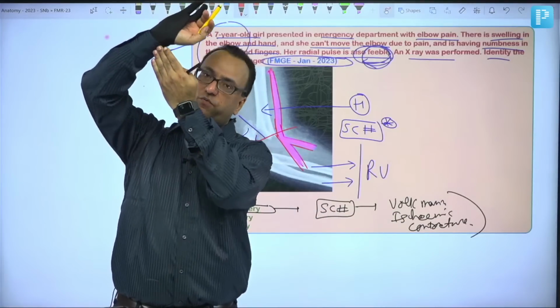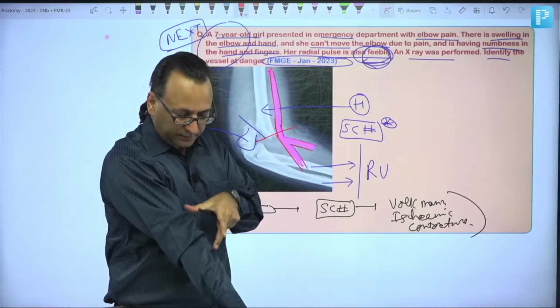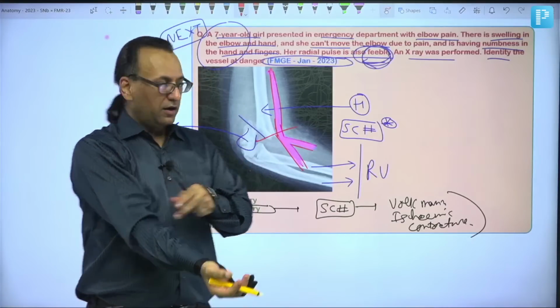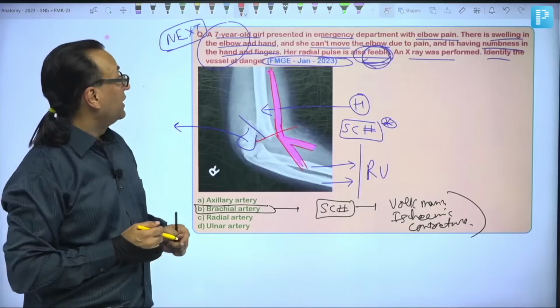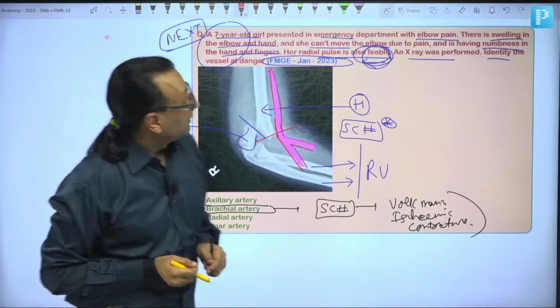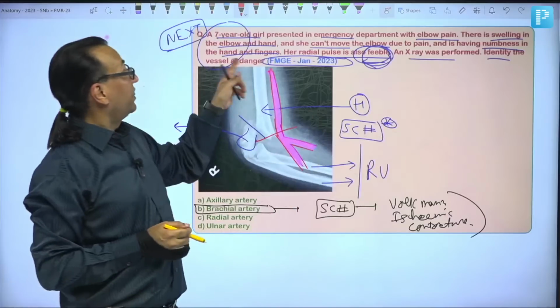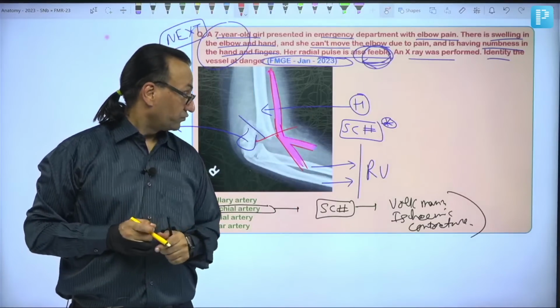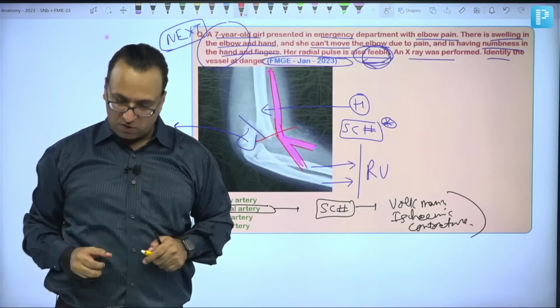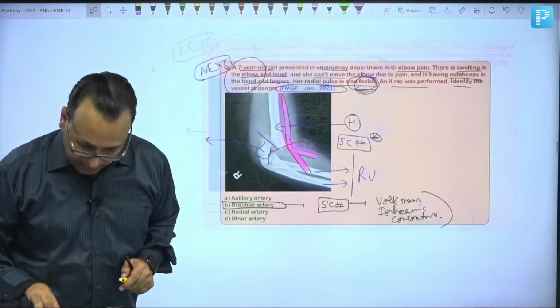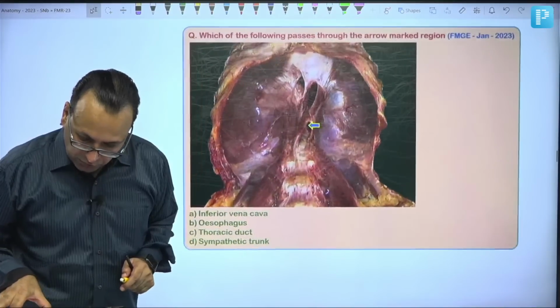Radial pulse will become weaker. There will be pain and swelling around the fracture area. That is why she is having pain around the elbow and all that. Numbness in the hand and fingers. Because of bleeding, there can be compression, all that. Anyways, what about this question?